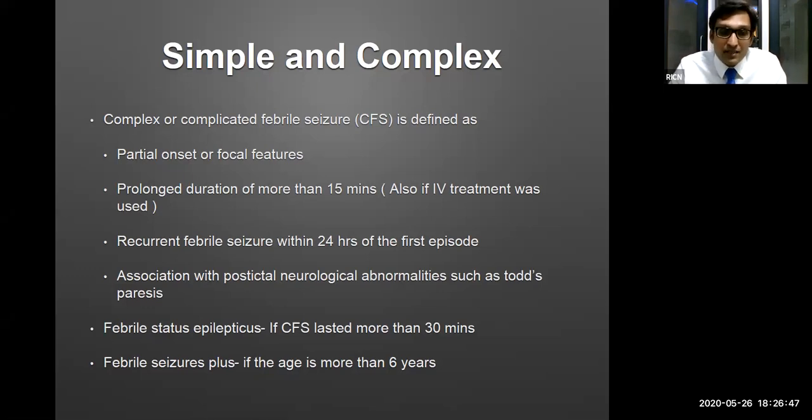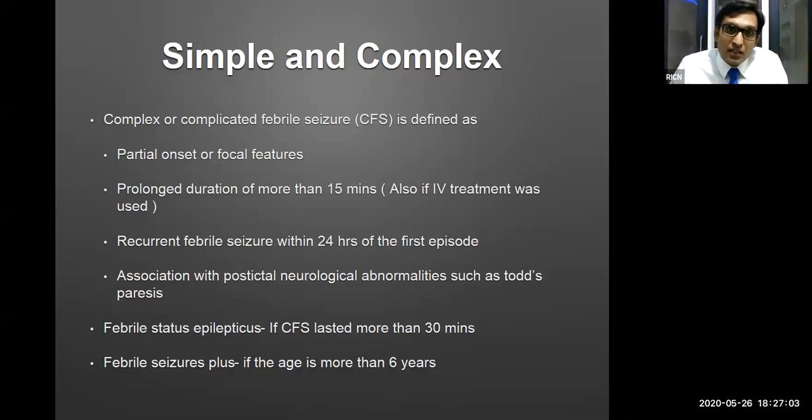So what is a febrile status epilepticus? So if your complex febrile seizure lasted more than 30 minutes, or the child did not recover and has a series of short seizures without recovery in between, then it would be classified as febrile status epilepticus.